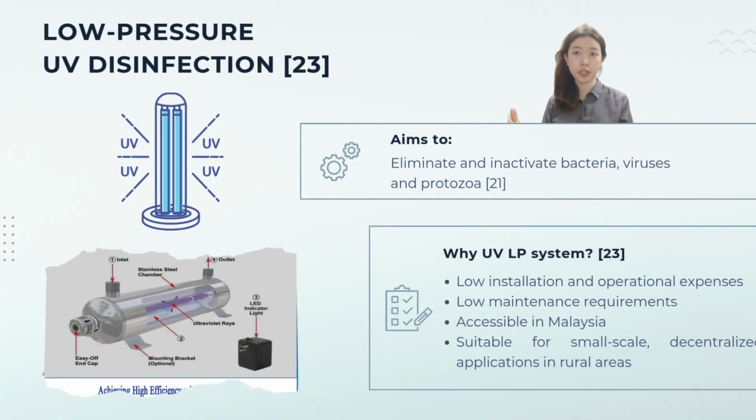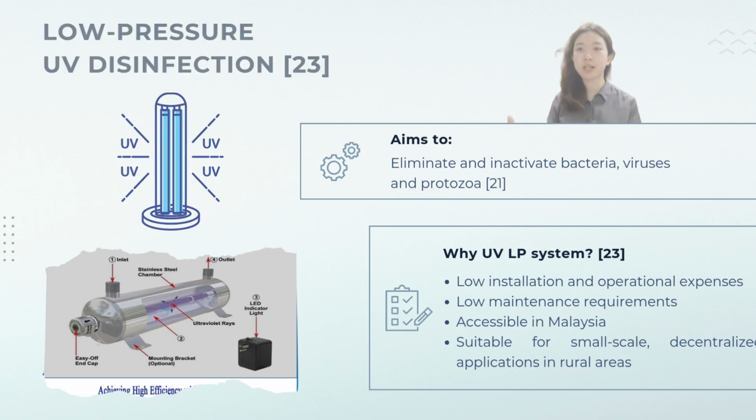Finally, after ultrafiltration, we utilize a low-pressure UV disinfection system at 254 nanometers to destroy any remaining pathogens instantly. Unlike chlorination, this is chemical-free, fast, and energy-efficient, preserving clean water sources. It uses 10 to 20 watts of energy per lamp and only needs minimal maintenance due to its long lifespan of 12 to 18 months. It is perfectly suited for off-grid rural areas. It is also locally available in Malaysia, ensuring easy implementation and long-term sustainability.